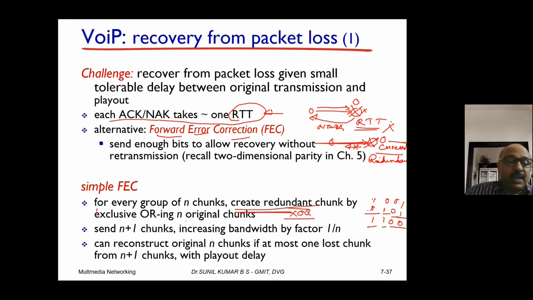It will create the redundant chunk by using the XOR operation on the n original chunks. So it will send n plus 1 chunks, increasing bandwidth by 1 by n. It is a very small increase. It can reconstruct the original n chunks if at most one chunk is lost from the n plus 1 chunks. It means that if one chunk is lost or corrupt, it can recreate it at the receiving point without asking for retransmission. Hope you understood forward error correction. It is one of the most appreciated techniques in network systems to overcome either the loss or the error occurring in the transmission.